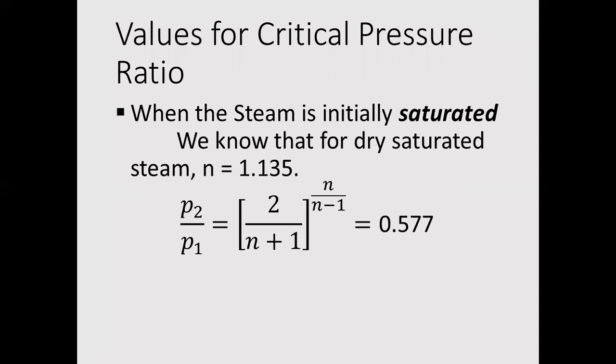There are three types of steam flowing through the nozzle. The first one is dry steam, the second one is superheated steam, and the third one is wet steam. If the steam is saturated or dry, we take the value for n as 1.135. By substituting the value of n in this equation, we get P2 by P1 is equal to 0.577.